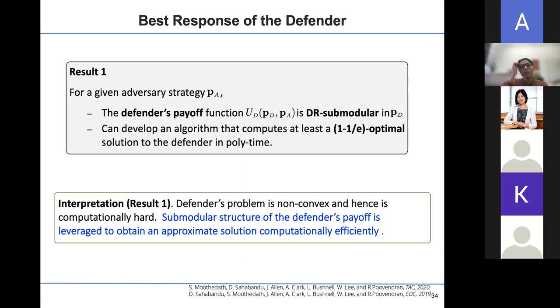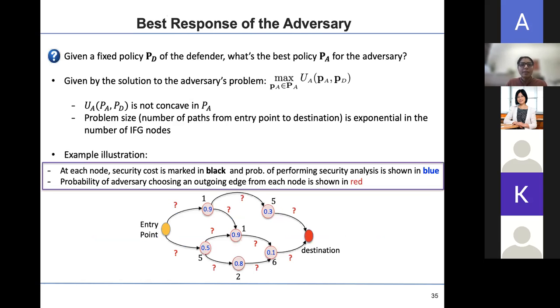So the interpretation here is the defender's problem is not non-convex, so it doesn't have that nice structure, but on the other hand, it is submodular. And hence we can leverage that property to come up with good solutions for the defender as far as the best response problem is concerned.